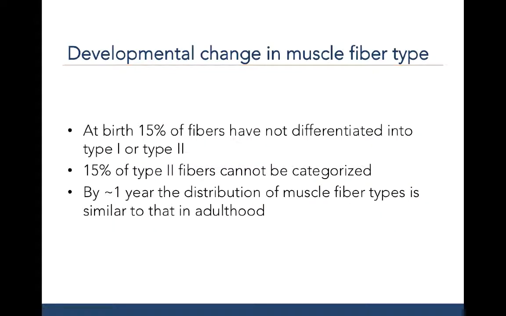There are developmental changes in muscle fiber composition. At birth, about 15% of the fibers have not yet differentiated into type 1 or type 2. And of the type 2 fibers, about 15% cannot be categorized at that time. By 1 year of age, the distribution of muscle fiber types is similar to that in adulthood.